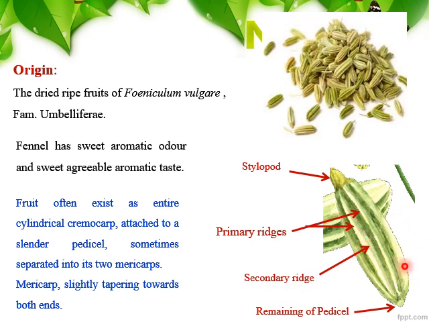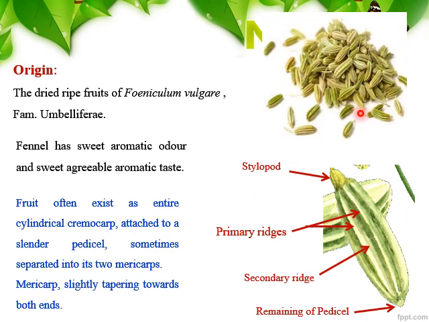The entire cremocarp with characteristic primary ridge, more raised structure. Between two primaries there is secondary ridge, remaining of calyx and sepal, forming stylopod on the upper part and lower part bearing the pedicel or remaining of pedicel. It has slightly tapering structure or appearance toward both ends, upper and lower.